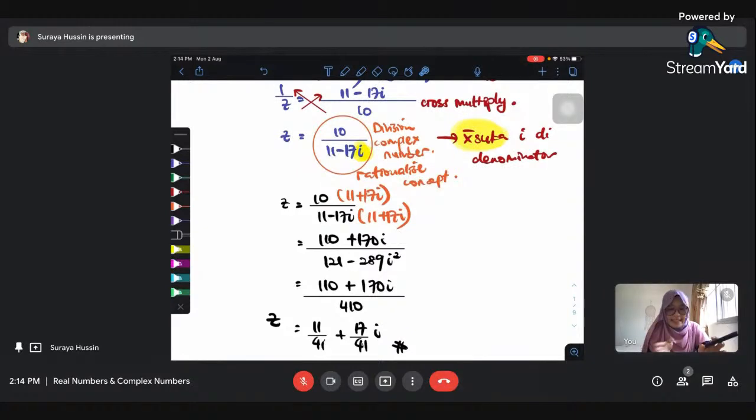Okay, I say it again. What is the need? Kenapa perlu rationalize? Untuk apa? Anybody can say it? Apakah kepentingan rationalize ini? Kenapa dia sangat penting dalam exam? Apakah sebabnya? Can anybody say it to me right now?